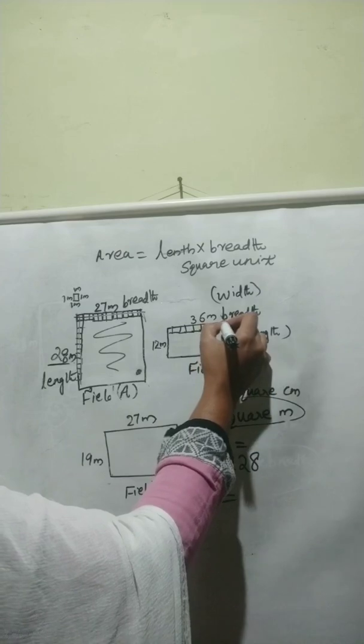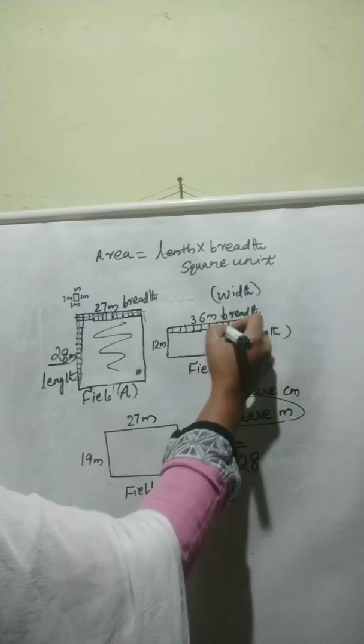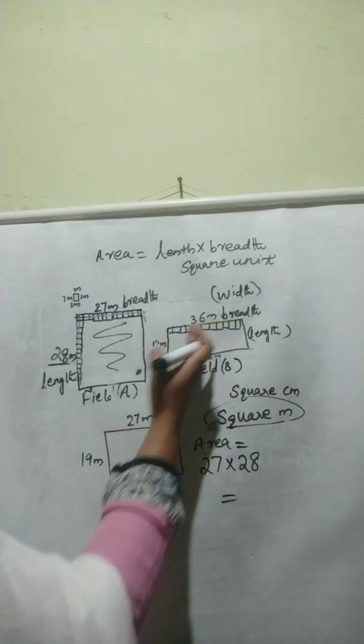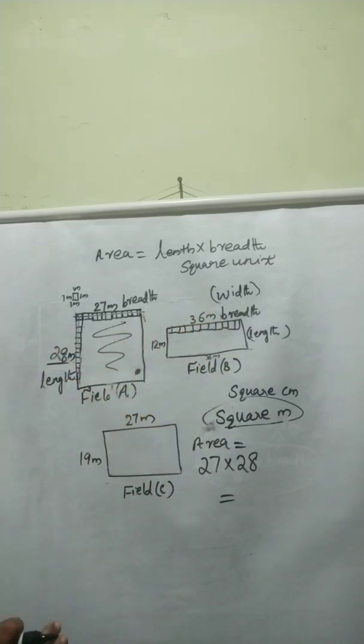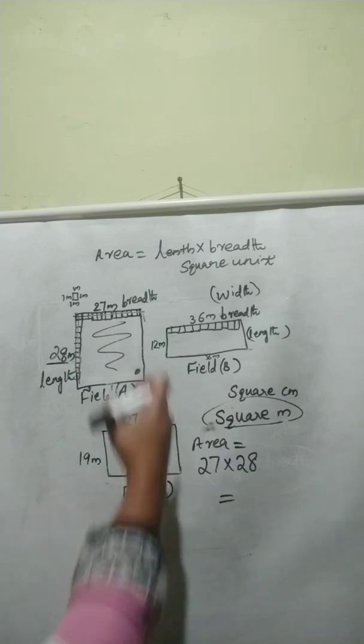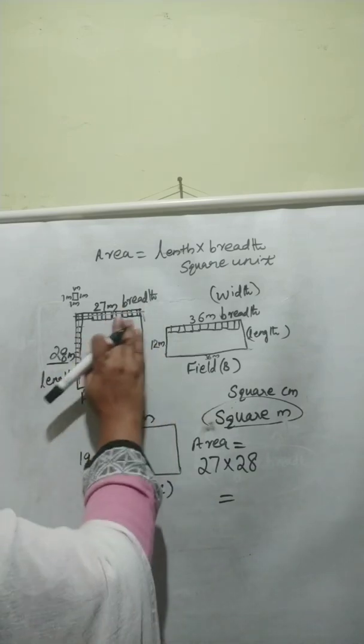So how can we draw? How many squares are needed to draw? Better we can multiply these two. That is the easy way. We can multiply these two sides. Like that we will get the area of these three fields.